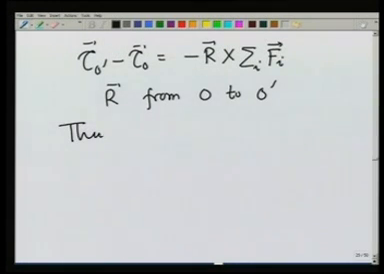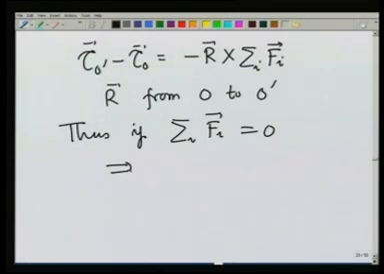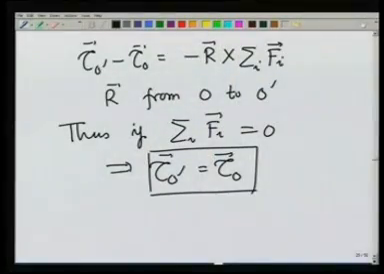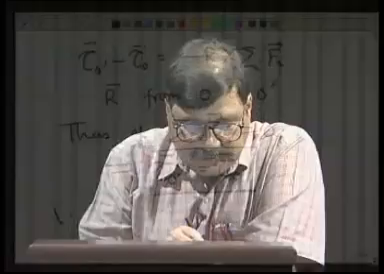Thus, if the total force summation F I is equal to 0, this implies tau O prime is going to be equal to tau O. The torque becomes independent of the origin, because I took O and O prime arbitrarily. This is what I promised you earlier. I will show that if the total force on a system is 0, then the torque is independent of the origin. No matter about which point I take the torque, it will always come out to be the same.